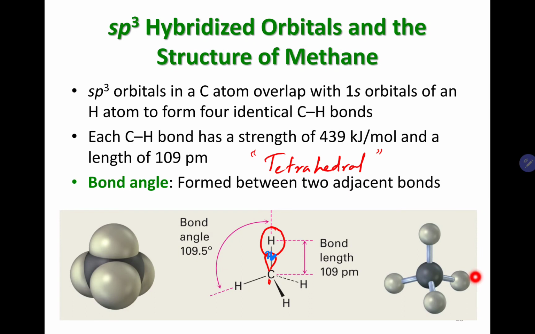And the bond length between carbon and hydrogen is around 109 picometers. All right, so this is how it happens. And the bond strength is around 439 kilojoules per mole. I usually don't remember these energies, so you don't have to. And the bond angle is the typical bond angle for tetrahedral shape.